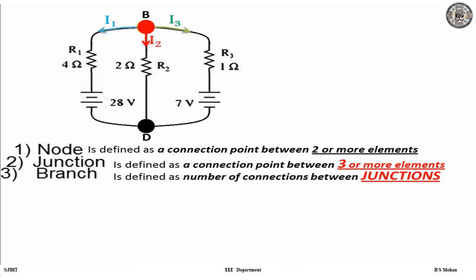Thus all the currents, in this case all three currents, I1, I2 and I3, are flowing from assumed positive to assumed negative, right? So we have three branches. We assume all the currents are leaving the junctions.